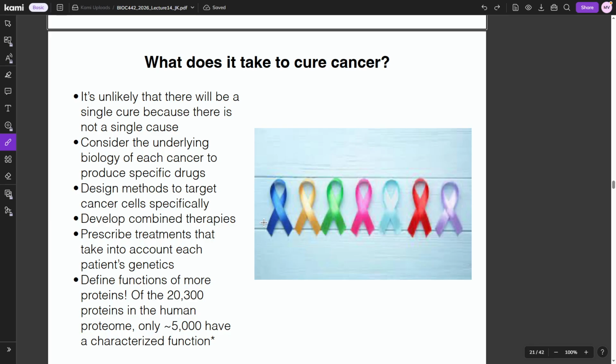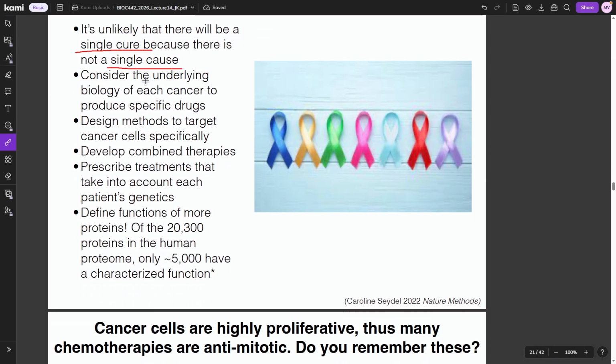Okay, what does it take to cure cancer? Gonna be honest with you, this section is so open-ended to me that I'm not sure how useful this is, but what does it take to cure cancer? It takes a lot, right? There's not a single cure for cancer, because there's not a single cause. You have to consider a lot of underlying biology for each cancer. You have to consider specific drugs. What are their side effects? You have to design methods to target these cancer cells specifically. Therapies, like, can the drug that you're making work with other drugs without killing somebody? You also have to take into account a person's genetics.